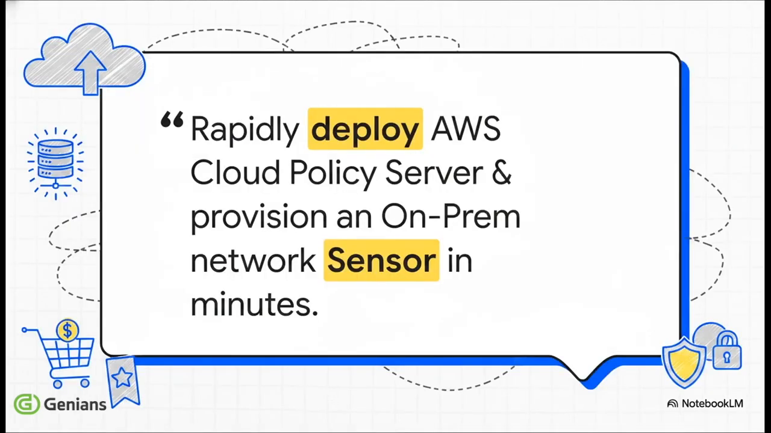And, this model isn't brand new. The Genian NAC policy server has actually been available on the AWS marketplace since way back in September 2020. This gives you a choice. You can deploy the policy server yourself using an AWS AMI, or you can go with the cloud-managed service, where Genians just handles all the server operations for you.